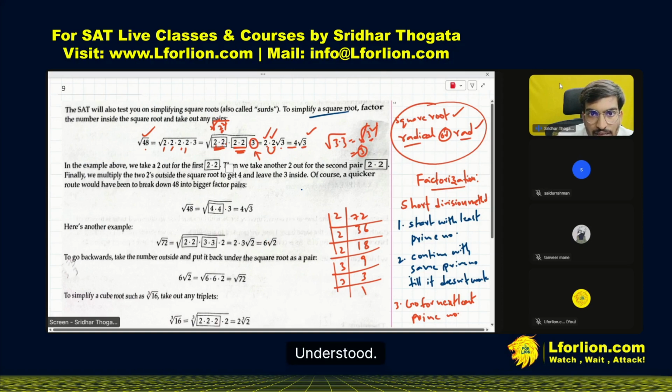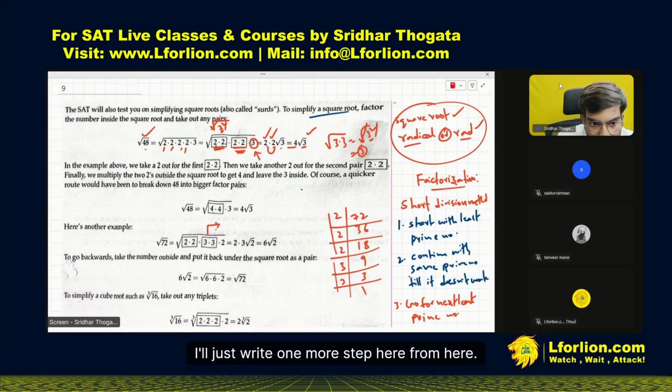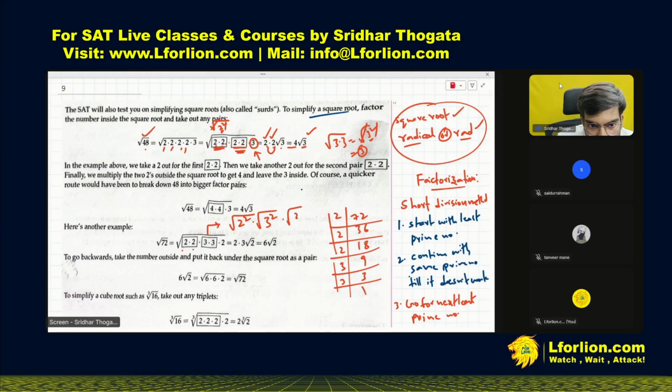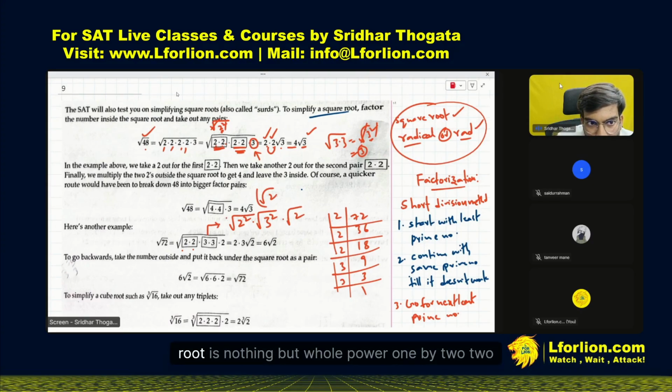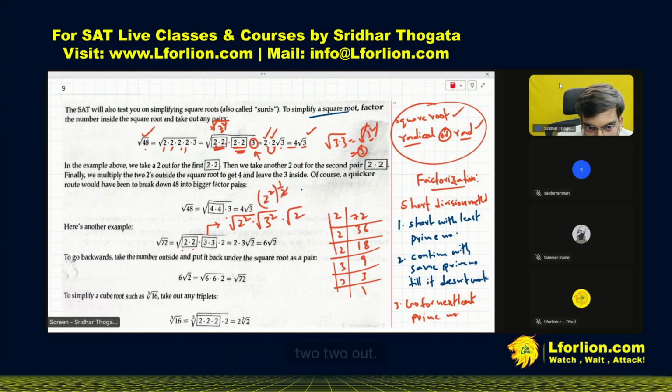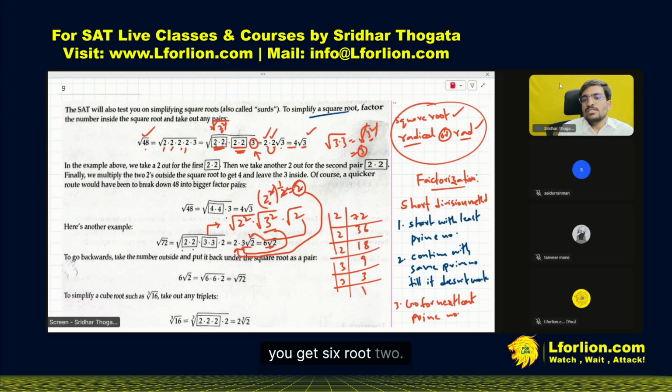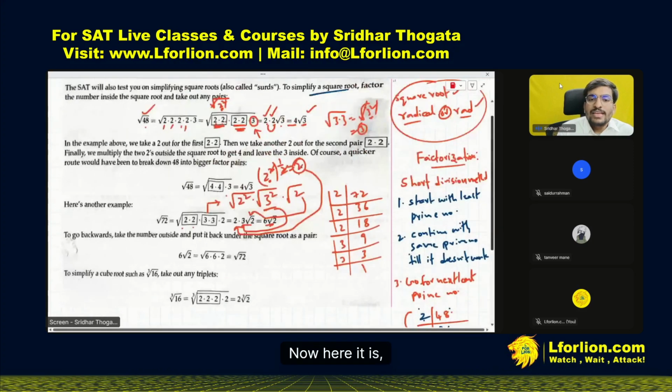If you still didn't understand, I'll just write one more step here. This thing I wrote as root 2 square, root 3 square, and root 2. So this square is nothing but whole power, root is nothing but whole power 1 by 2. 2 square whole power 1 by 2. 2 out. So you end up with only 2. So that 2 is coming here. In the same way, 3 comes here. Root 2 here. And you multiply 2 and 3, you get 6 root 2. Now, here it is square root, fine.